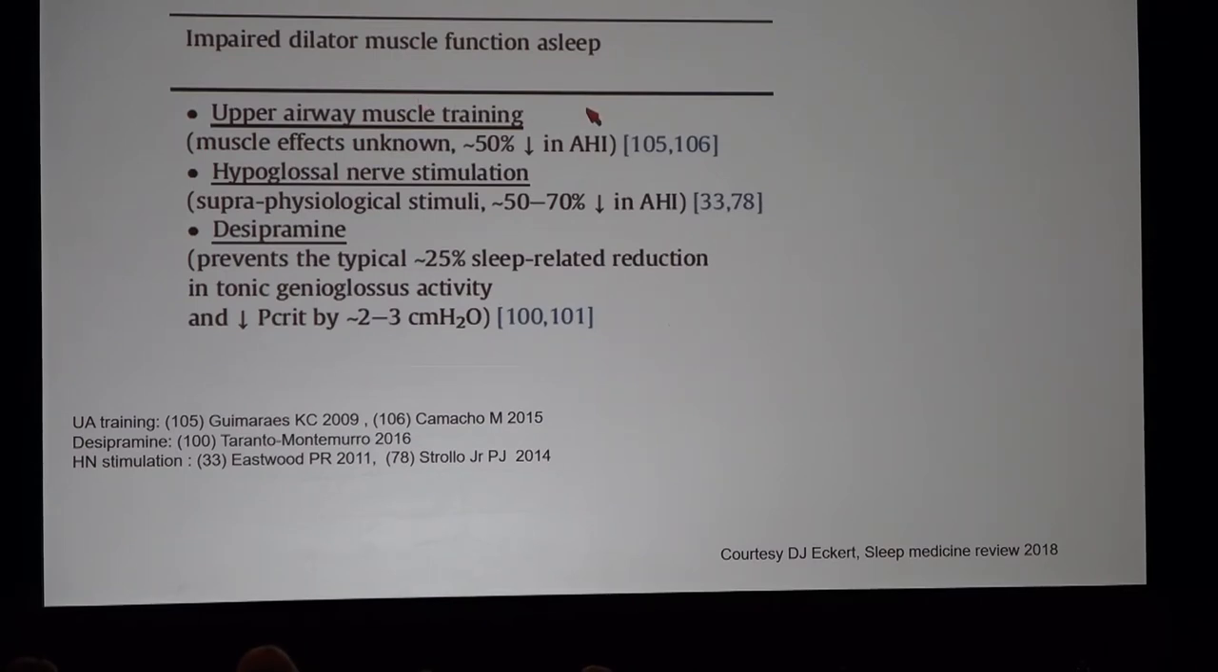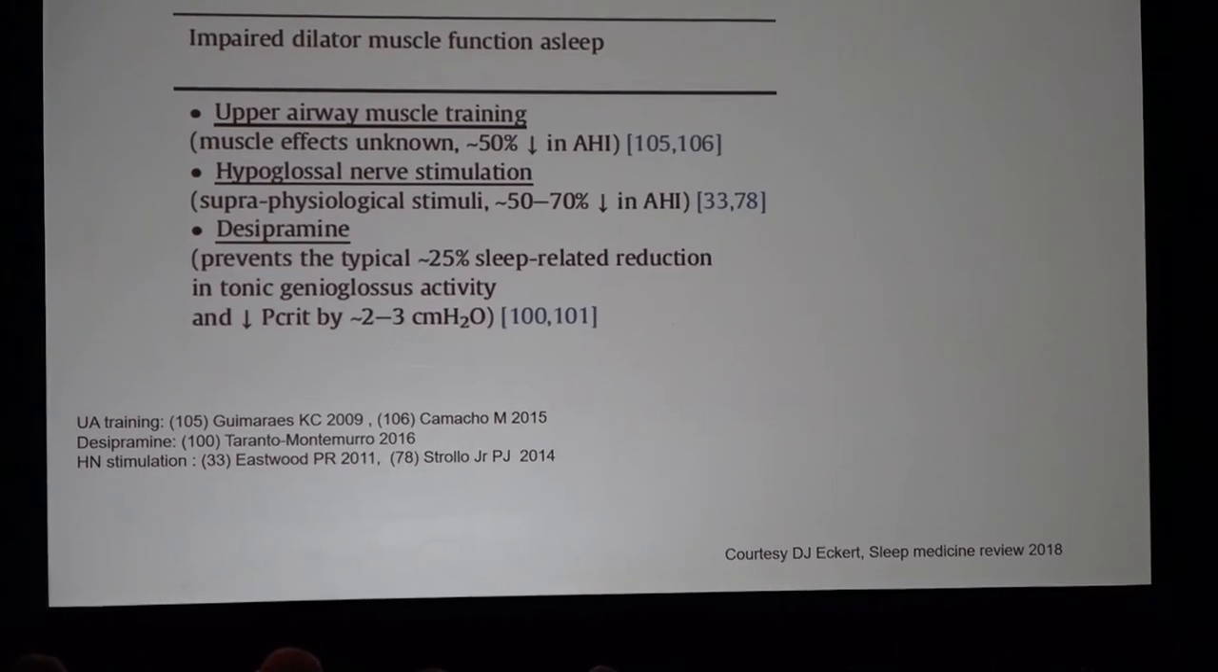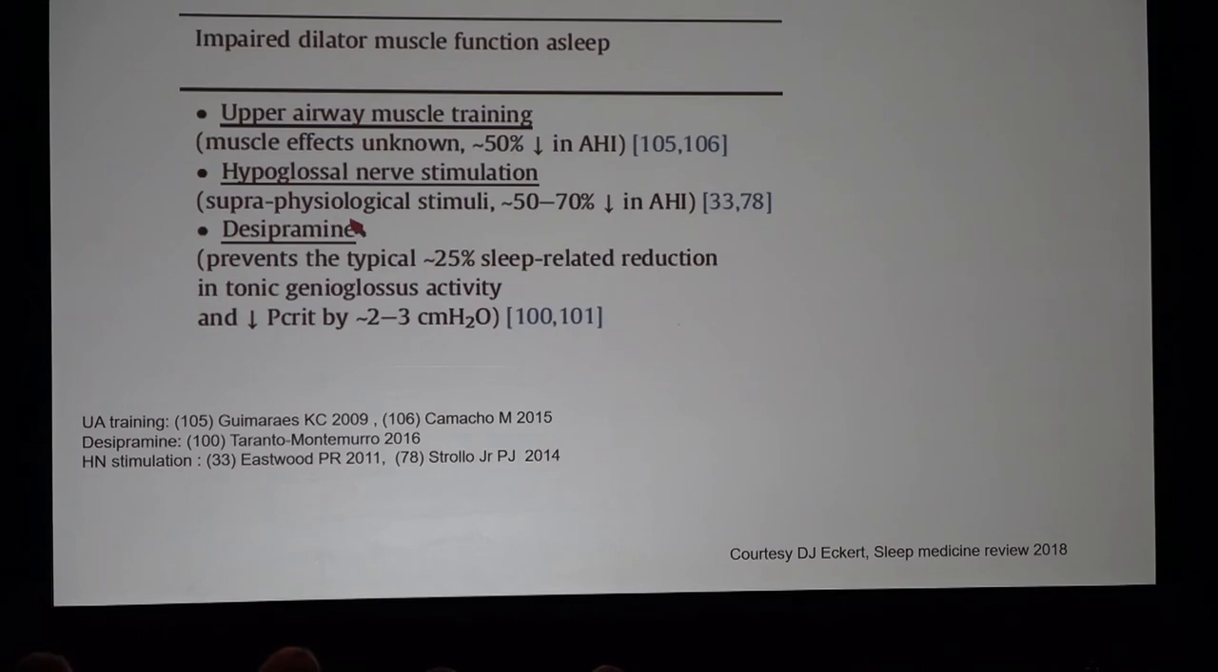You use upper airway muscle training, which Mark has told reduces AHI by 50%, and you have hypoglossal nerve stimulation. This has reduced it by 50 to 70%, but in the STAR study, they didn't do the phenotyping before implanting the nerve stimulation, and they got very bad results in the presence of high loop gain. And now we are using some pharmacology like desipramine. It has increased the genioglossus muscle activity and decreased the critical closing pressure by 2 to 3 centimeters of water.